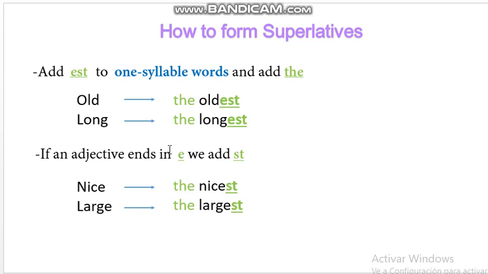But if an adjective ends in e, we add just st, as we saw in the comparatives. Nice and large end in e, so we don't have the necessity to add another e. So we say nice, the nicest, large, the largest. We just add st.